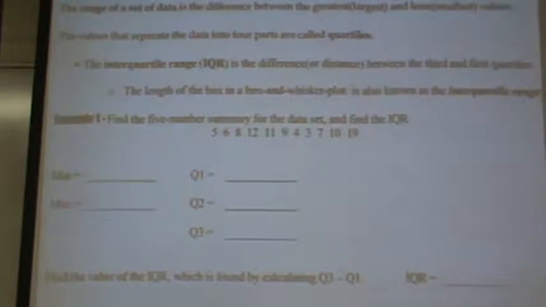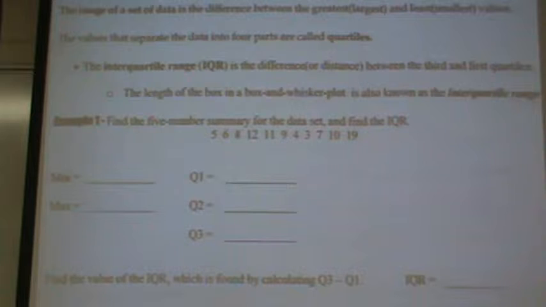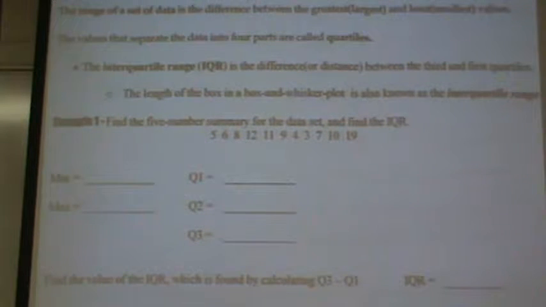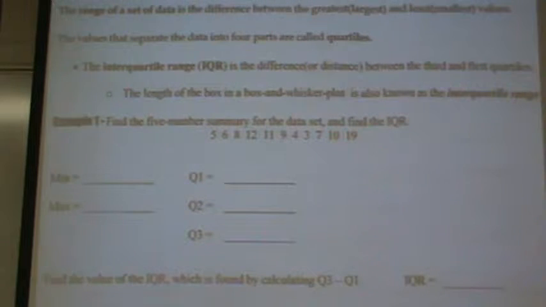So the first thing that we're going to talk about now is finding the range of our data set. And the way that we find the range is by taking our largest number and subtracting the smallest number. That'll give us the range of our entire data set.